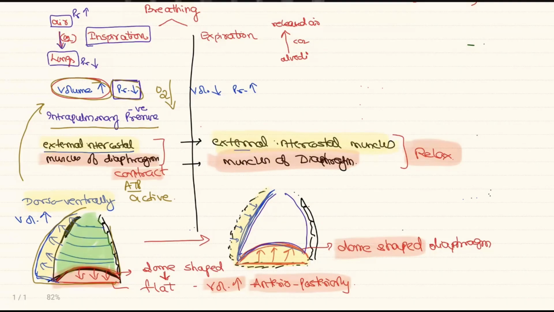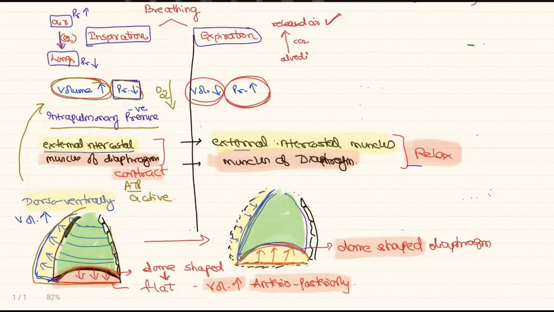So the rib will go back to the normal position. Now you can see the volume of the thoracic cavity has come back to the normal condition. As the volume has decreased, the intrapulmonary pressure has increased. As air moves from high pressure to low pressure, this CO2 is released back into the atmospheric air. This is called the expiration process.